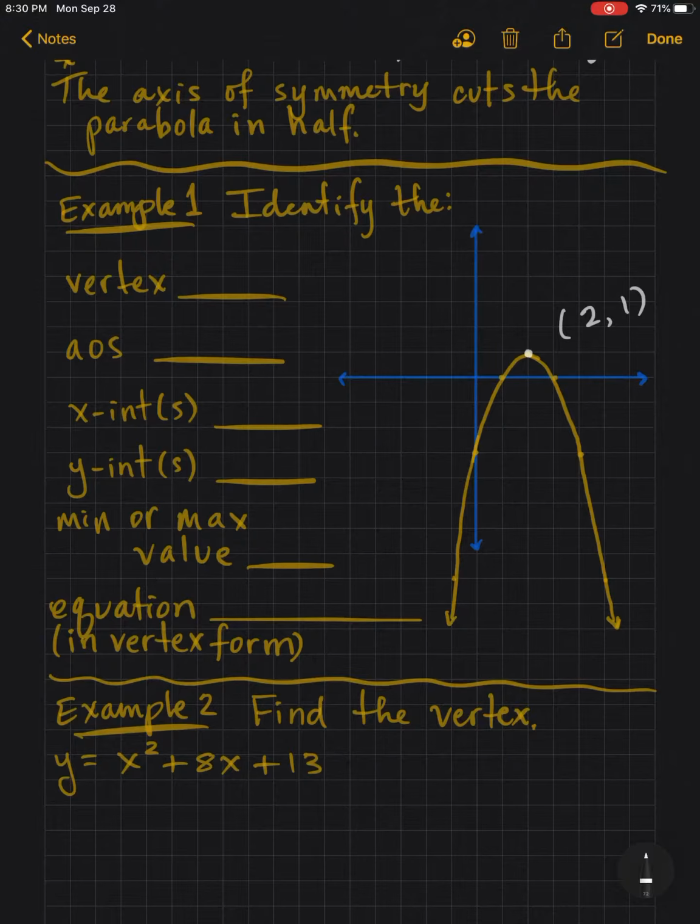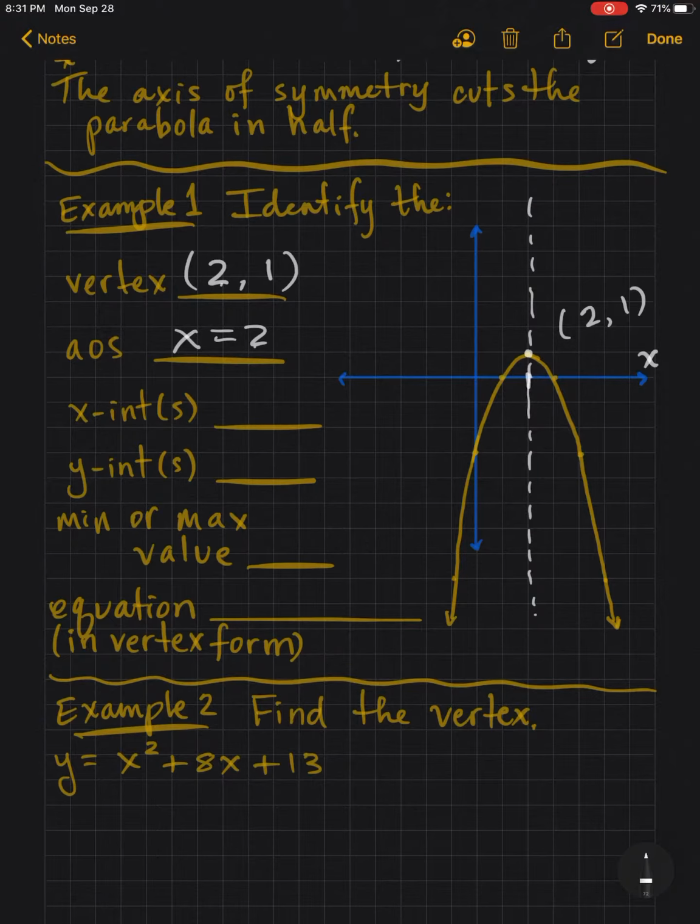Okay, so we're going to go ahead and write that (2, 1), and you must have parentheses around it. The axis of symmetry always passes through the vertex, and it's crossing the x-axis at 2. So we say x equals 2, and you have to have that x on there. And notice that it's just the x value of the vertex.